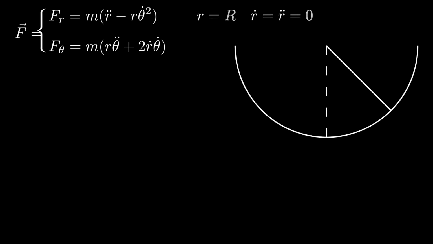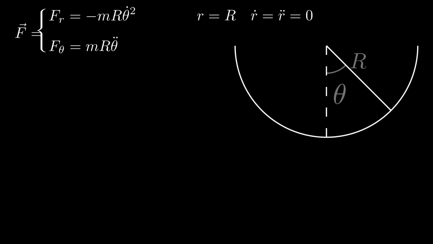Luckily, r equals big R is a constant, so the first and second derivatives, r dot and r double dot, are both 0, which simplifies our equations quite a bit to F_r equals negative m r theta dot squared, and F theta equals m r theta double dot.